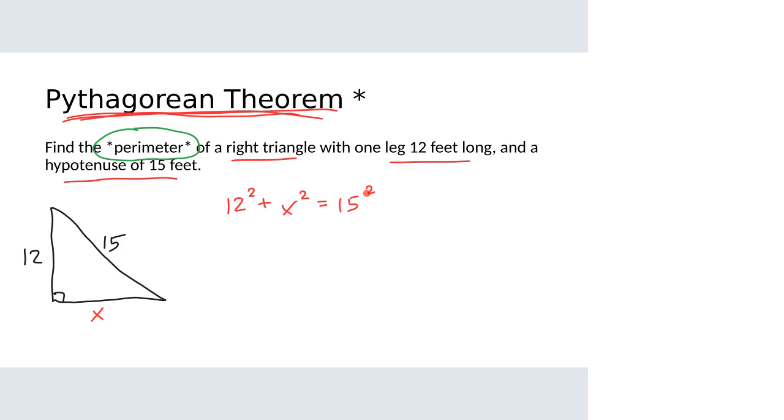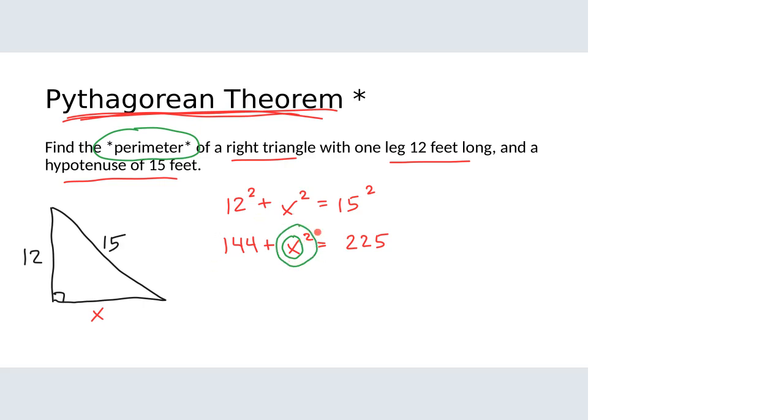All right, now we can simplify. That 12 squared will be 144 plus x squared is 15 squared, which is 225. Now I'm trying to get x by itself. And just as a reminder, when we solve, I'm trying to get x by itself. So I need to get the term that has x by itself.